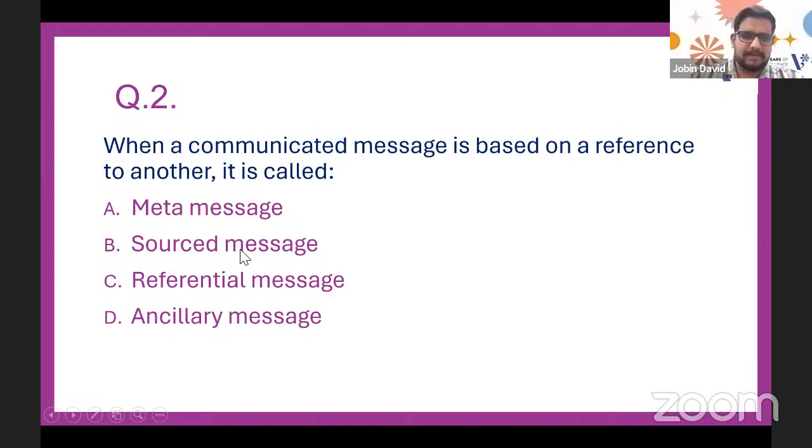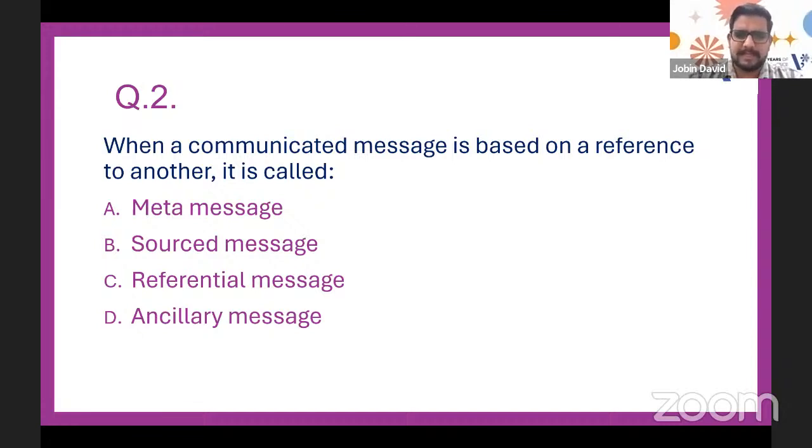If it is a source message, obviously we have a source. Referential means we are referring to something; the speaker will be referring to a specific thing. Can you go to the answer?